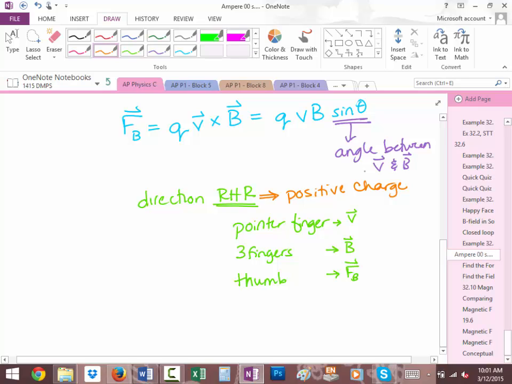This is my recommendation. When you're reading a problem, if it says negative, underline or circle that so you don't forget. Use the right-hand rule and then switch your answer. So if it's up, it's down. If it's down, it's up. If it's left, it's right. If it's in, it's out.